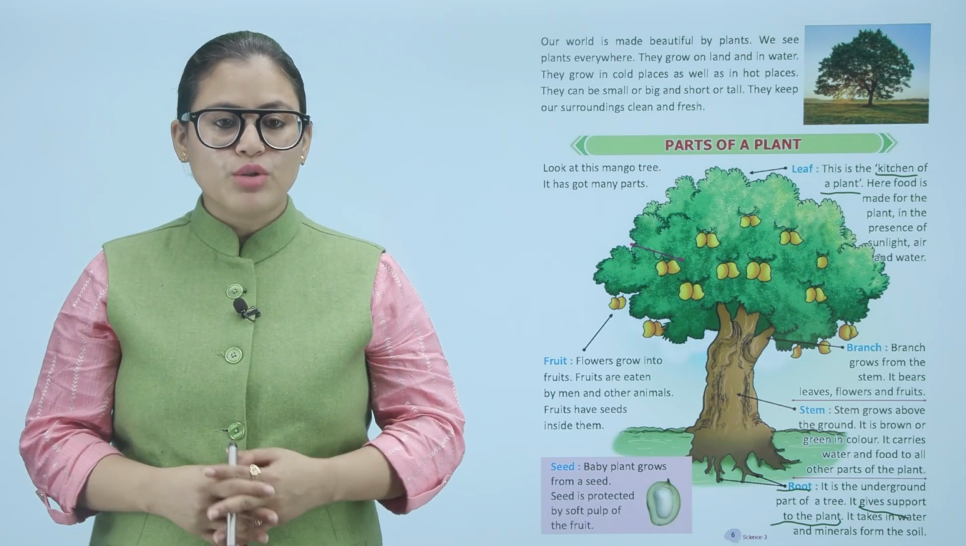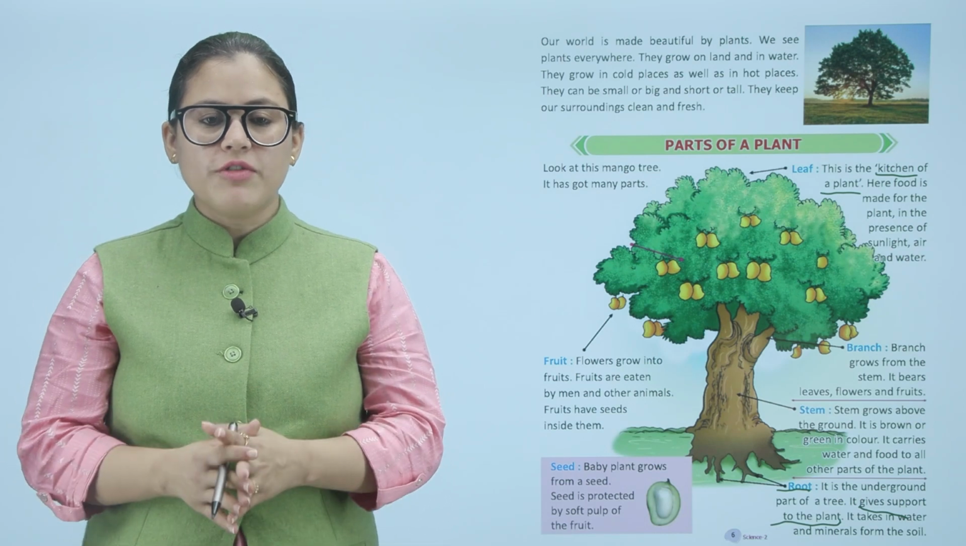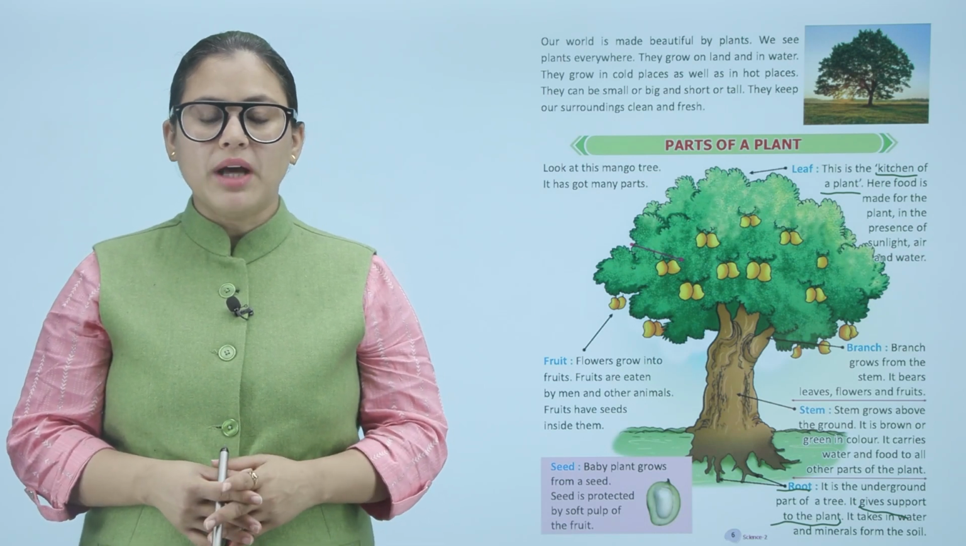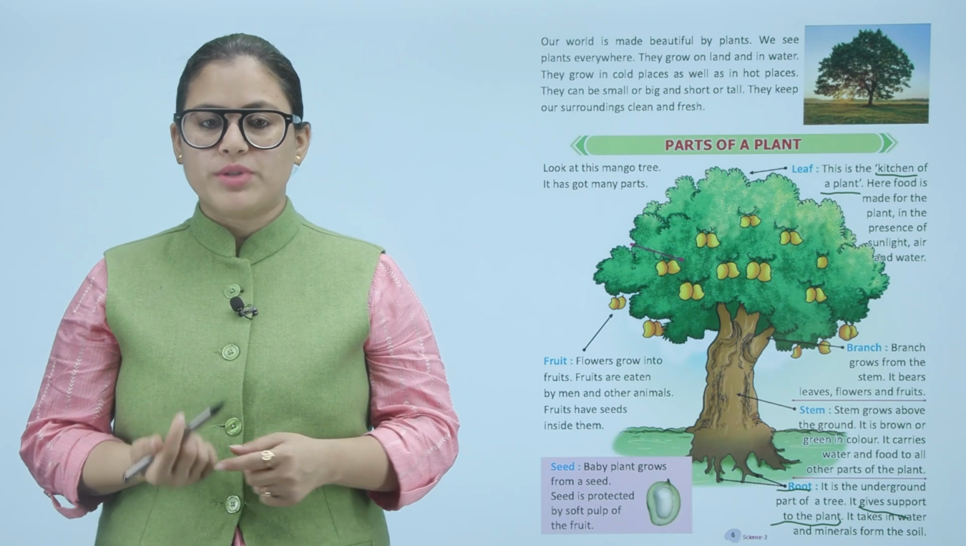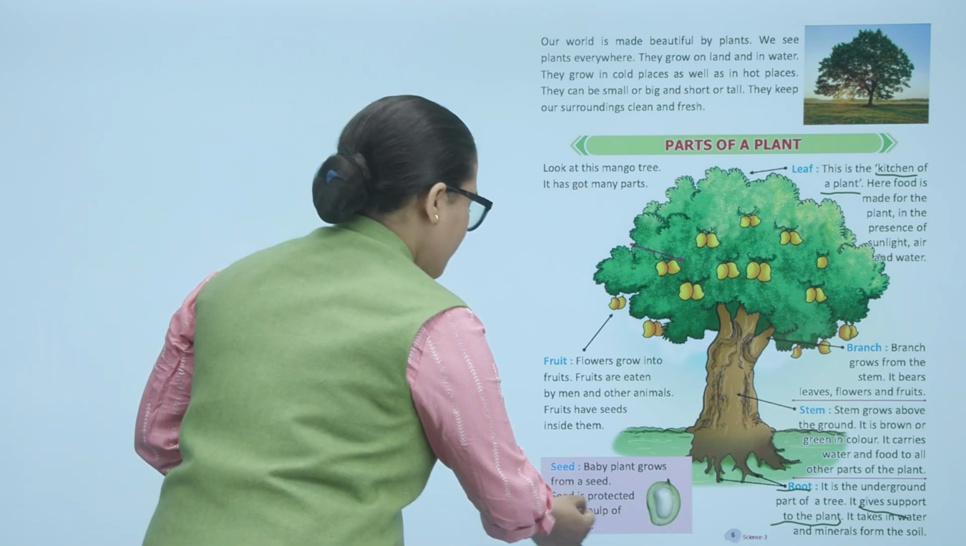Seed. Baby plant grows from a seed. Seed is protected by the soft pulp of the fruit. A baby plant grows from the seed, and the seed is protected by the soft pulp of the fruit.